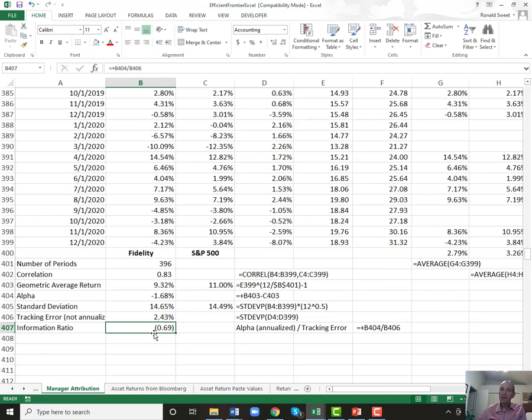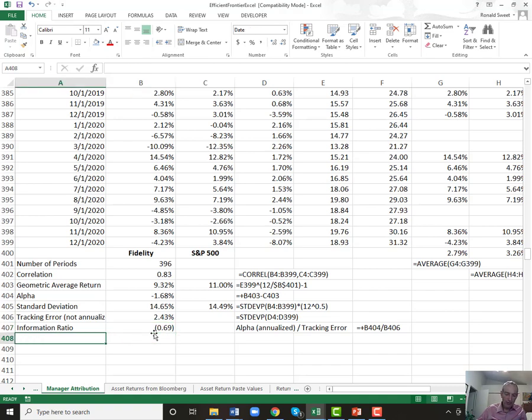The problem is, even when the information ratio is high and seems to imply there's a lot of skill with this manager, and that's what an information ratio is telling you. Does this manager have skill? The higher the information ratio, the more skill they supposedly have. You would think a manager with a high information ratio will be more likely to outperform going forward, and unfortunately, that's just not true. Managers with high information ratios are no more likely to perform better going forward than managers with bad information ratios. This is very, very frustrating.